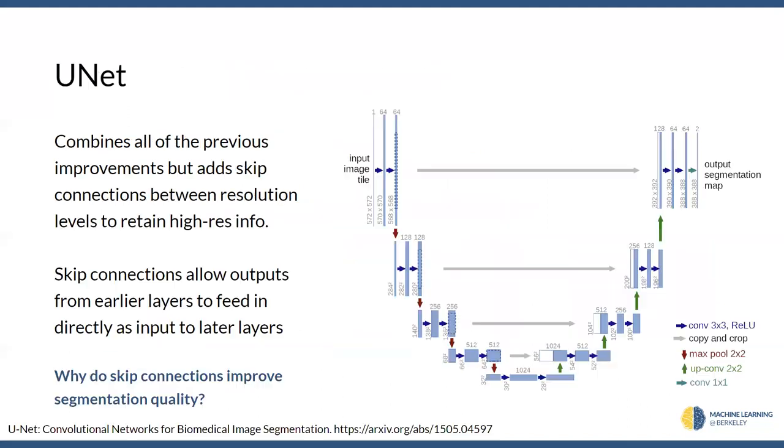Okay. So, if we take this approach and add in a couple little bells and whistles, which we'll get into in a second, we get something called UNet. The basic idea about UNet is that it's combining all the previous improvements we talked about with the addition of one fancy feature, which is skip connections. I don't know if we've talked about those. We have? Great. Okay. I don't have to explain it.